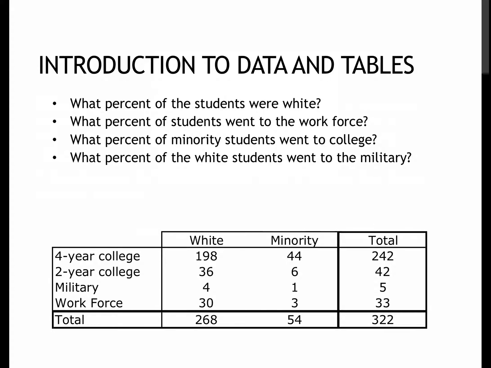So here we have, what percent of students were white? So this one they're asking about percents, but notice none of these values are in percents. So the percent of students that were white, we would have to find ourselves. There are 268 white students. There are 322 students total. So to find the percent of white students, I would have to take 268 divided by 322, which would give me a decimal.